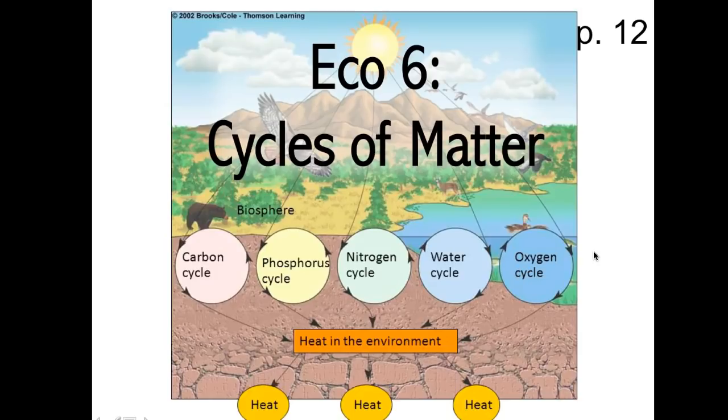And that just means how a chemical substance, usually an element, but sometimes it's a compound, such as water, moves through the biotic and the abiotic parts of an ecosystem. So through the living things like plants and animals, but also through the non-living things like the atmosphere, water, and the earth.